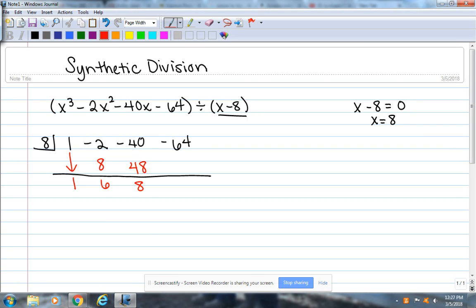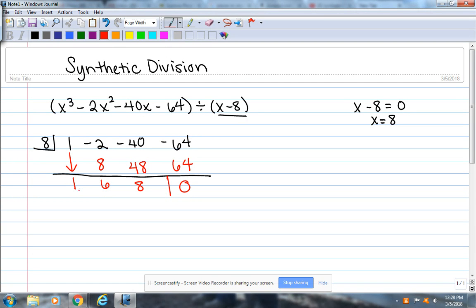And then you're going to multiply again. Bottom row times the corner. 8 times 8 is 64. And then we add those and we get 0. This bottom corner right here is your remainder. So we have a remainder of 0 when we divide this polynomial by x minus 8.